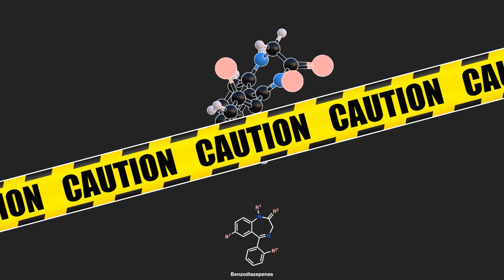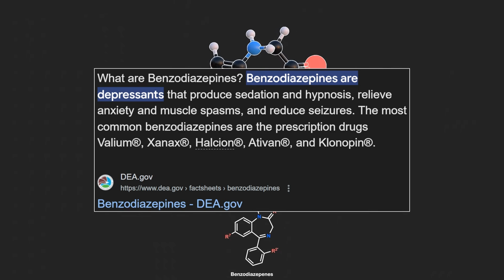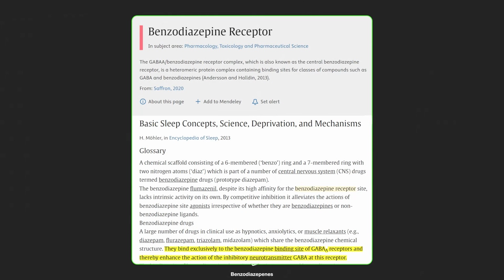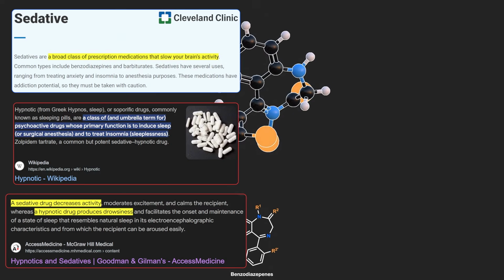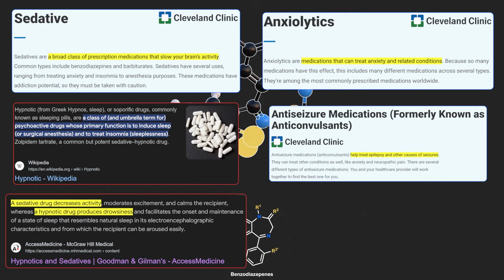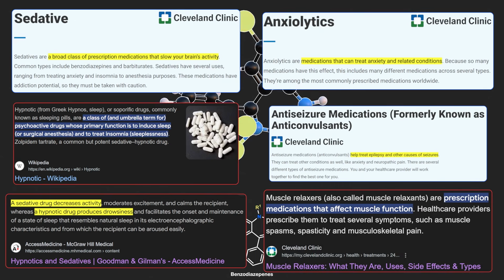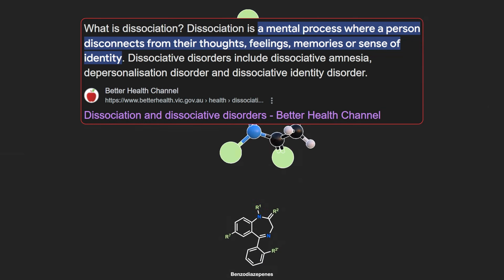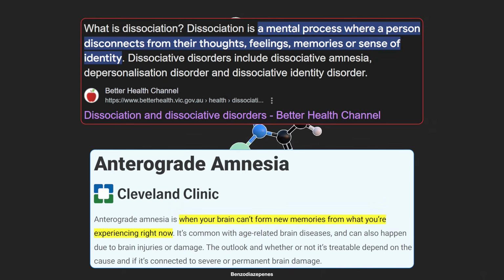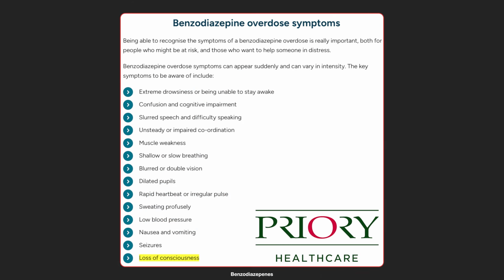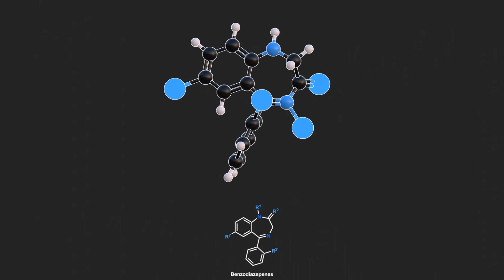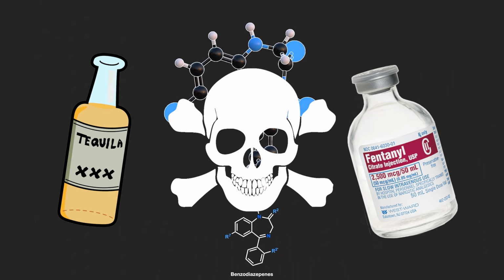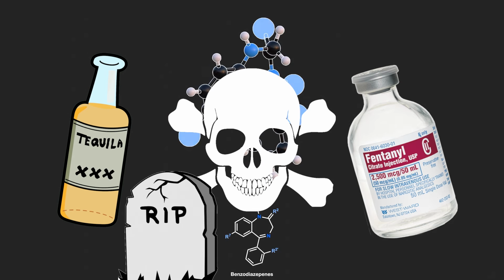As mentioned before, benzodiazepines are depressants. This means that they will enhance the effect of the neurotransmitter GABA at the GABA-A receptor, resulting in sedative, hypnotic, anti-anxiety, anticonvulsant, and muscle-relaxing properties. High doses of benzos may cause dissociation or anterograde amnesia. In the case of an overdose, benzos can cause dangerous deep unconsciousness. When combined with other depressants such as alcohol or opioids, toxicity and the risk of fatal overdose increases significantly.